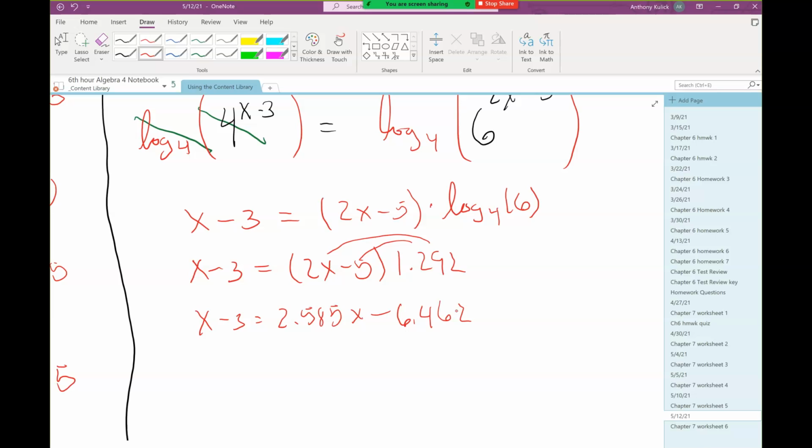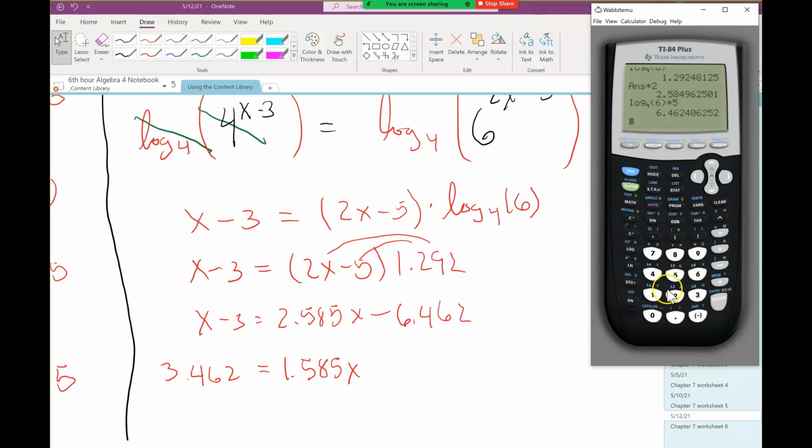Okay, now we'll just solve for x. So I'm going to subtract 1x from both sides. That'll give me 1.585x. And then add 6.462 to both sides. That'll give me 3.462. And then I'll just divide. That gives me 2184.